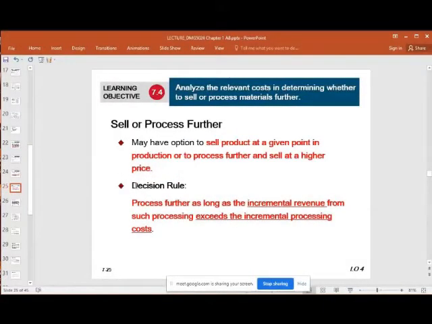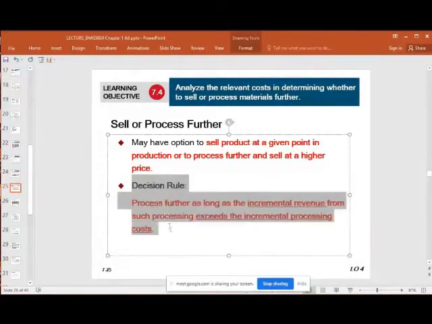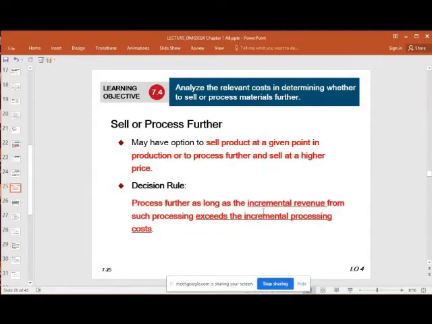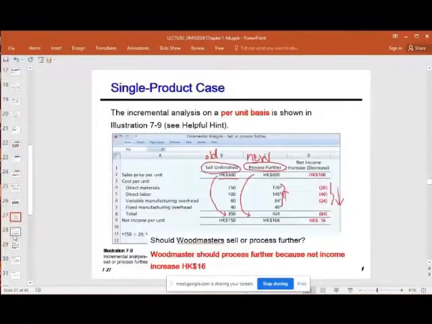So yesterday we went through this. This is very important. The decision rule is you process further as long as incremental revenue exceeds incremental cost. So this is the decision: process further as long as incremental revenue exceeds incremental cost. So what does it mean? Let's look at the example.